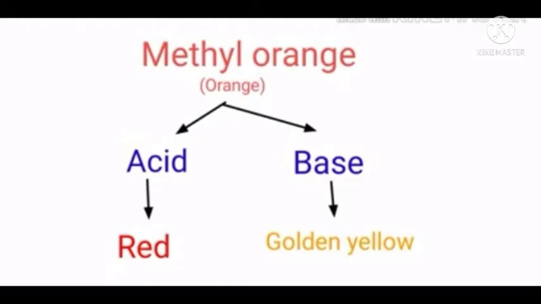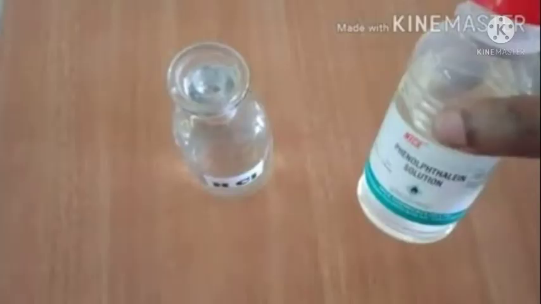Methyl orange, which is originally orange in color, will change into red color in acidic medium and changes into golden yellow in basic medium. Now we can study the effect of phenolphthalein on these acids and bases. Phenolphthalein is originally colorless. Just like our water, it is a colorless solution. Then we can study what are the effects of this phenolphthalein on an acid and a base.